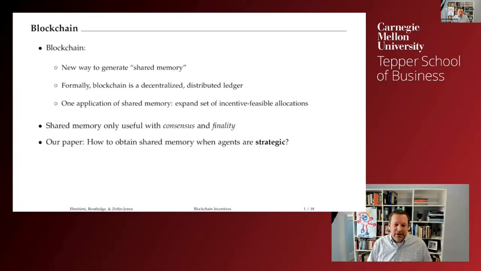And equally important, we need to make sure this ledger can't be changed, right? The computer scientists call this finality of a ledger. We have to make sure what was part of our agreed ledger yesterday doesn't vanish when we get there today. And so what is our paper doing?